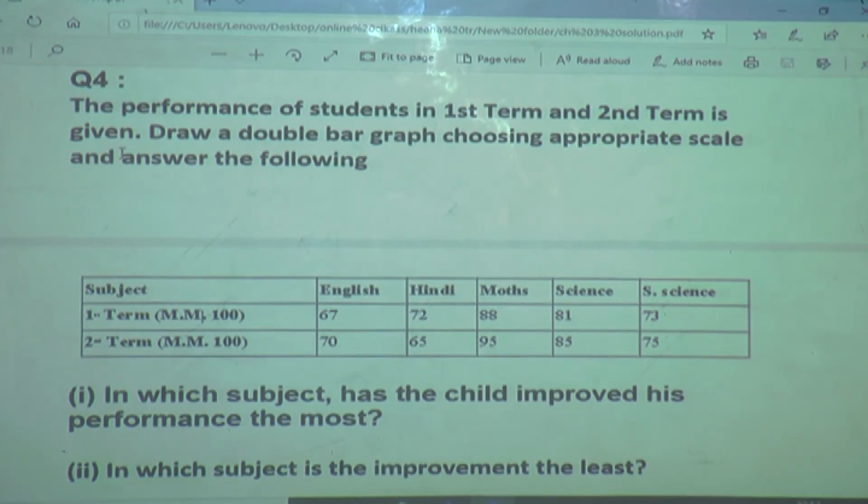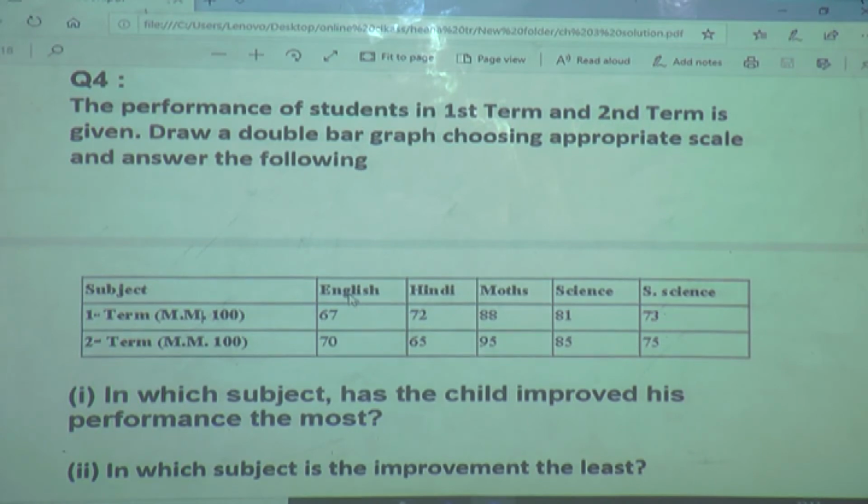Your class teacher also compares the performance of a student in the first term and the second term. How is your progress in the first term and the second term? Draw a bar graph choosing an appropriate scale and answer the following questions.